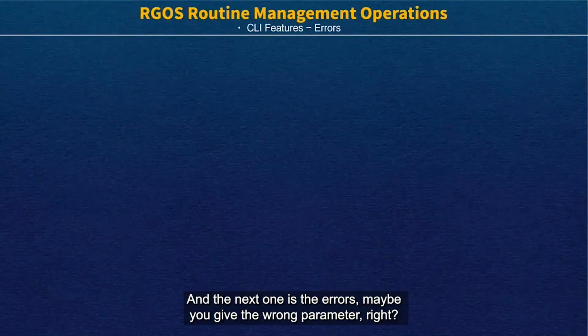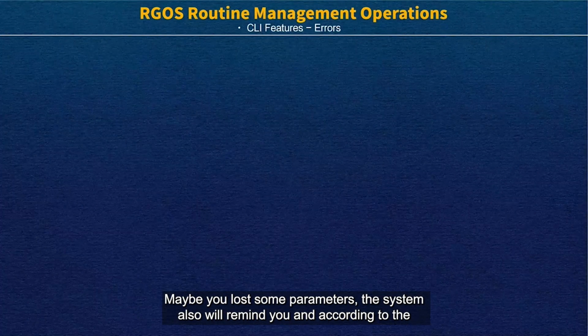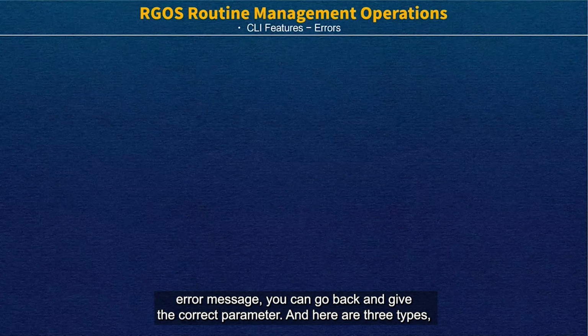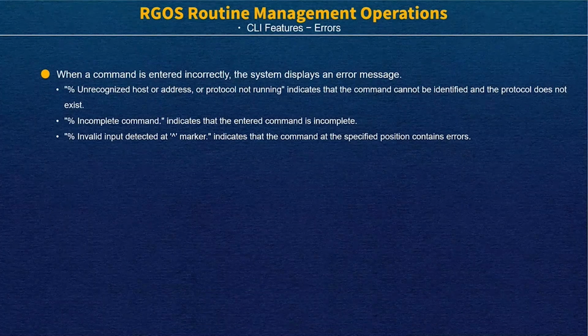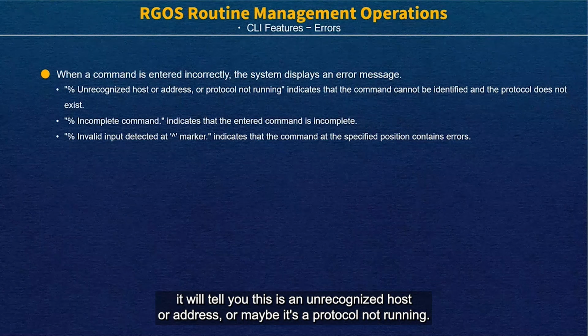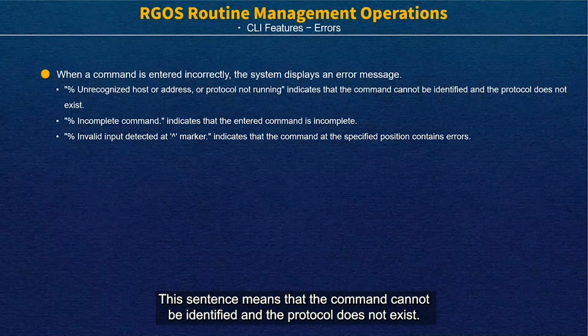And the next one is the errors. Maybe you give the wrong parameter, right? Maybe you lost some parameters. The system also will remind you with an error message, so you can come back and give the correct parameter. And here are three types. It will tell you "unrecognized host or address, or protocol not found". This sentence means that the command cannot be identified and the protocol does not exist.